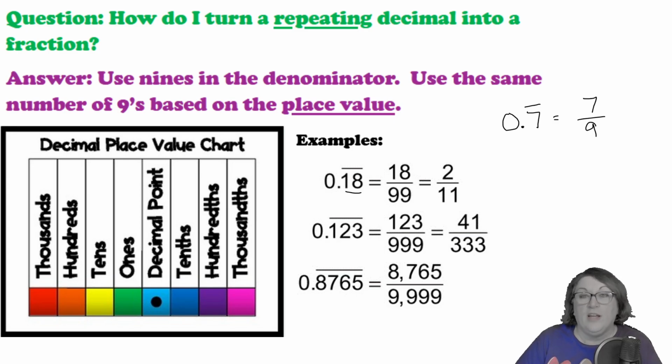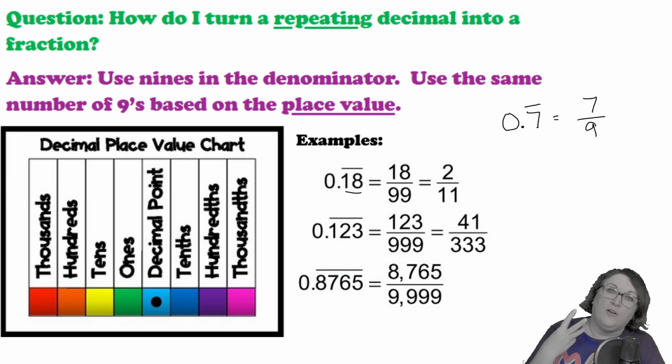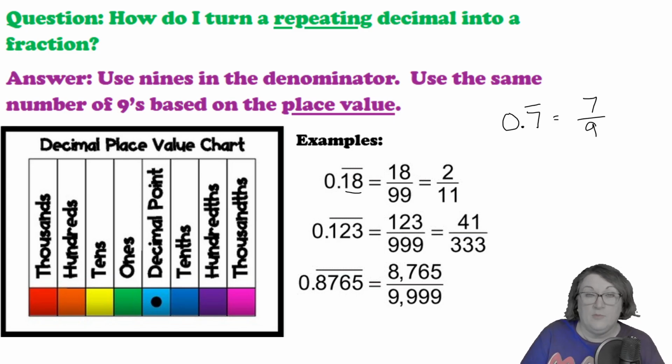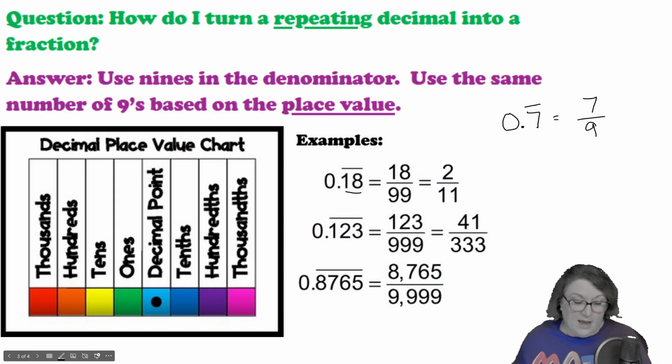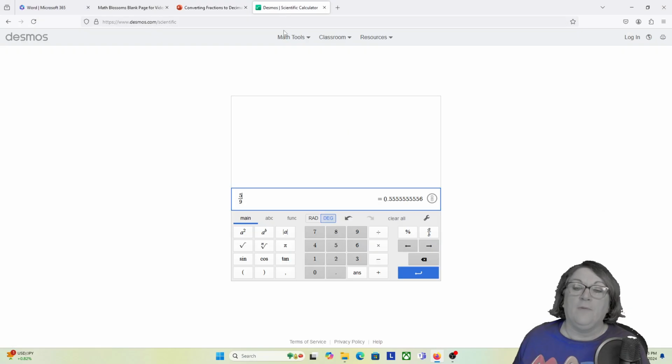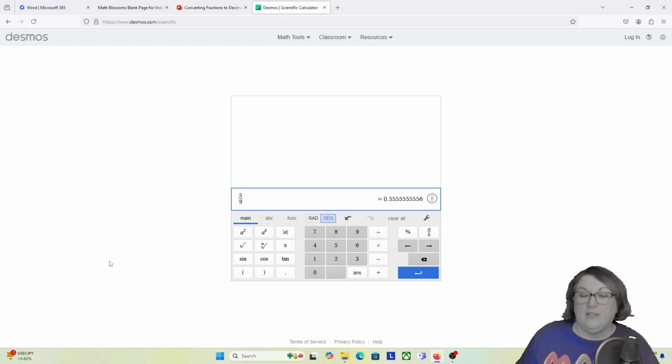So when you're turning a regular terminating decimal into a fraction, you're going to use 10, 100, 1,000, depending on where that decimal ends. But when you're turning repeating decimals into fractions, you're going to use either a 9, a 99, a 999, and so forth, depending on how many decimals are repeating. All right, so great job. But before I review, I want to show you one more thing, and that is on the Desmos calculator. So we're going to go back here, and I want to show you guys something about Desmos.